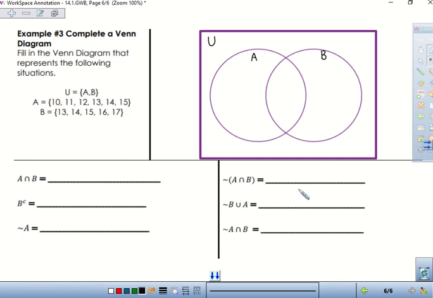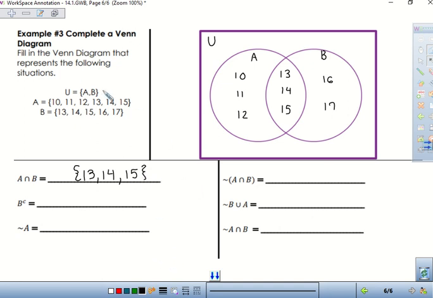So what numbers do A and B have in common? 13, 14, 15. Where am I going to put those numbers? In the middle. And then what's just going to go in just the A section? 10, 11, 12. Good. And then what's going to go over here? 16, 17. Good. Okay. So A and B, what's that one going to be? 13, 14, 15. A and B is what they have in common, not to be confused with union, where you bring them together, merging.